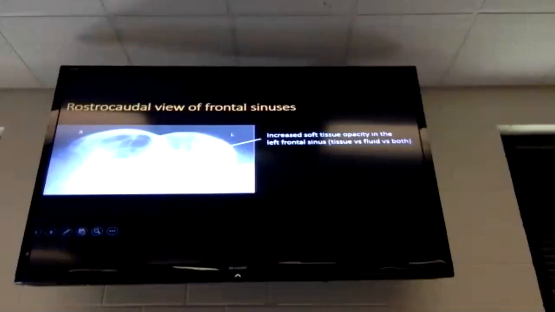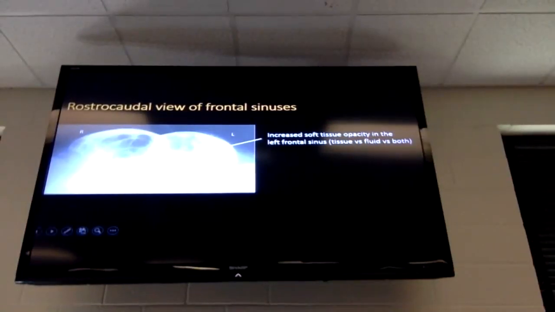And since there was a destruction of the cribriform plate, you should assess the frontal sinuses. And now here, as you can see, the left side is more radio opaque as compared to the right side. So can you tell if this is a mass or a fluid-filled frontal sinus? So you're saying fluid, you're saying mass? Anybody on this side? Is it mass or fluid?